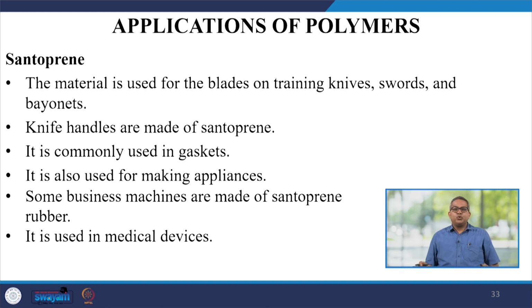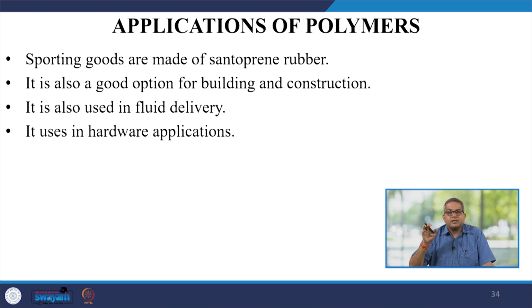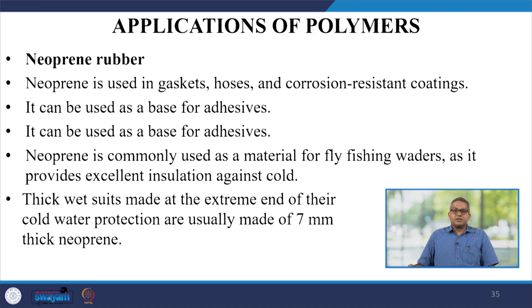Santoprene. The material is used for the blades on training knives, swords and bayonets. Knife handles are made of Santoprene, which is commonly used in gaskets and also in making different appliances. Some business machines are made of Santoprene rubber, which is widely used in different medical devices. Sporting goods are sometimes made of Santoprene rubber, and it is also a good option for building and construction, fluid delivery systems and hardware applications.